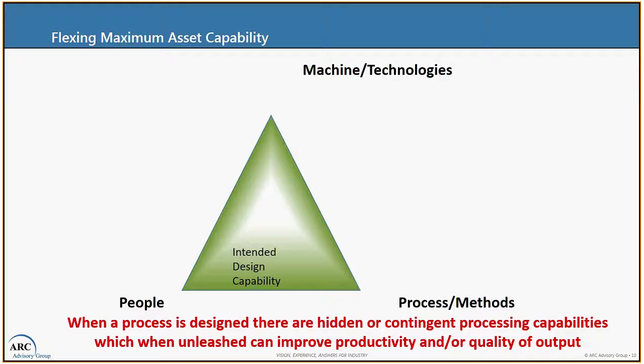Especially in licensed technology, there are conservative factors built into the warrantied design. So, as the process is utilized, capability changes over time, either positive or negative. The results can be underperformance of your designed process, or in some cases, overperformance, but it's not sustainable.